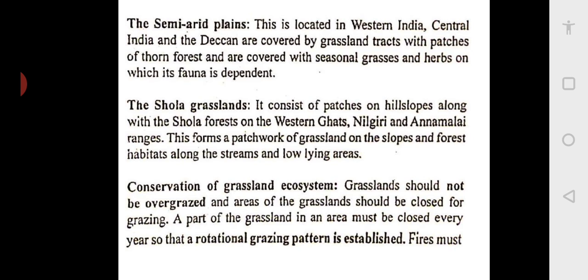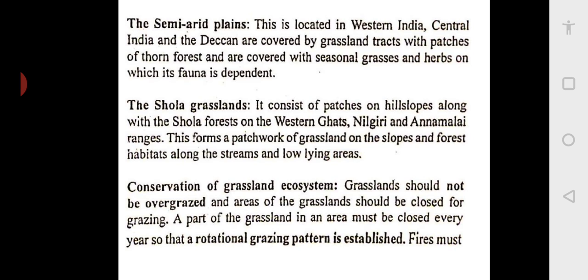Okay. So these semi-arid plains are located in western India, central India and the Deccan, and are covered by grassland tracts with patches of thorn forest and covered with seasonal grasses and herbs on which the fauna is dependent. And lastly, we'll see the Shola grasslands.